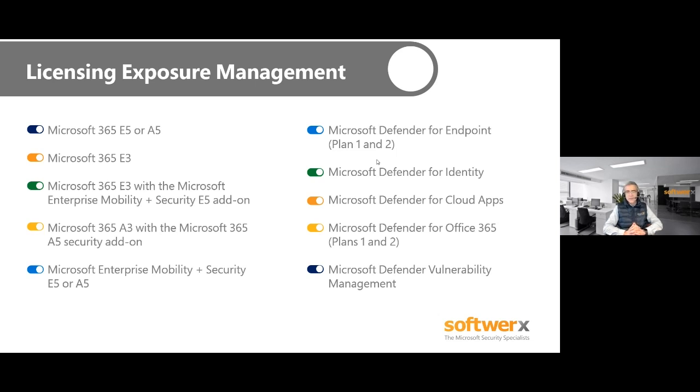If you have any of these qualifying licenses, you will automatically get exposure management in your security.microsoft.com portal. This is great news for organizations who run various solutions. So we can see here, for example, M365 E5, E3, E3 with Enterprise Mobility and Security add-on, A3, EMS, Defender for Identity, Defender for Endpoint, Defender for Cloud Apps, or Defender for Office.